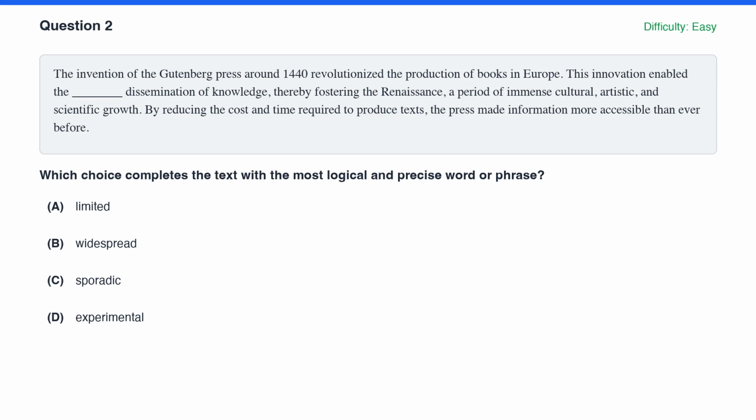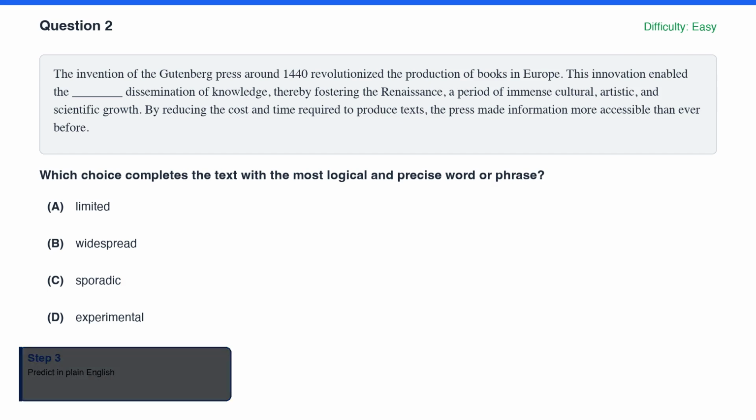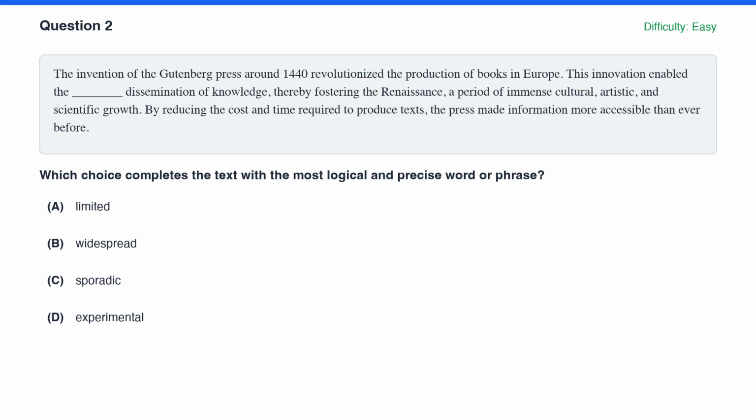Step 1, cover the choices. Done. I have the surrounding sentences in front of me. Step 2, circle the signal. No transition word, but the passage gives a strong directional language. Revolutionized, more accessible than ever before, reducing the cost. Everything points one way, positive and broad. Step 3, predict in plain English. Information was being spread far and wide. Predict, or broad or everywhere.